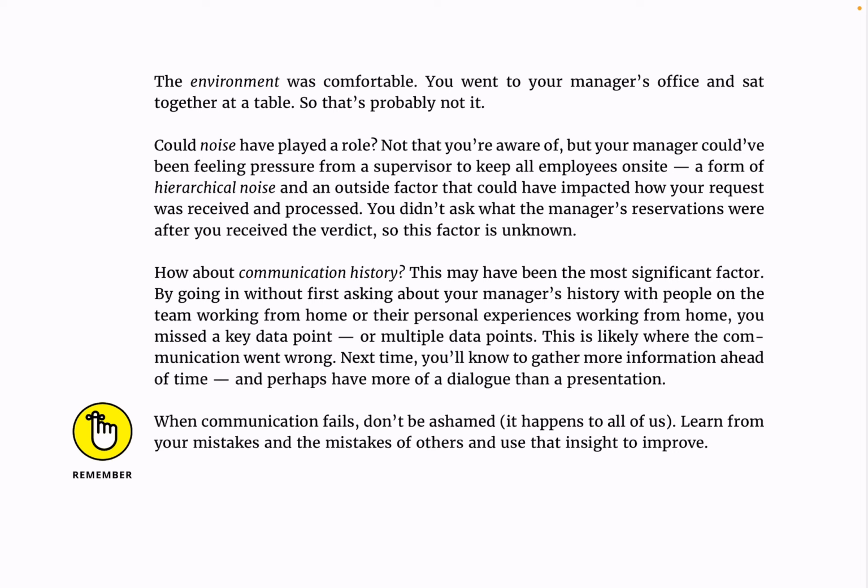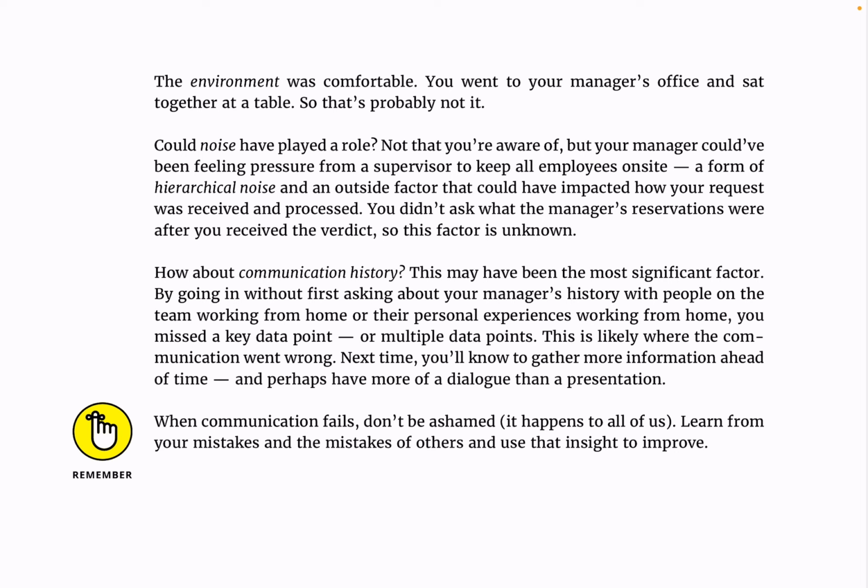Could noise have played a role? Not that you're aware of. But your manager could have been feeling pressure from a supervisor to keep all employees on site, a form of hierarchical noise, and an outside factor that could have impacted how your request was received and processed. You didn't ask what your manager's reservations were after you received the verdict, so this factor is unknown.